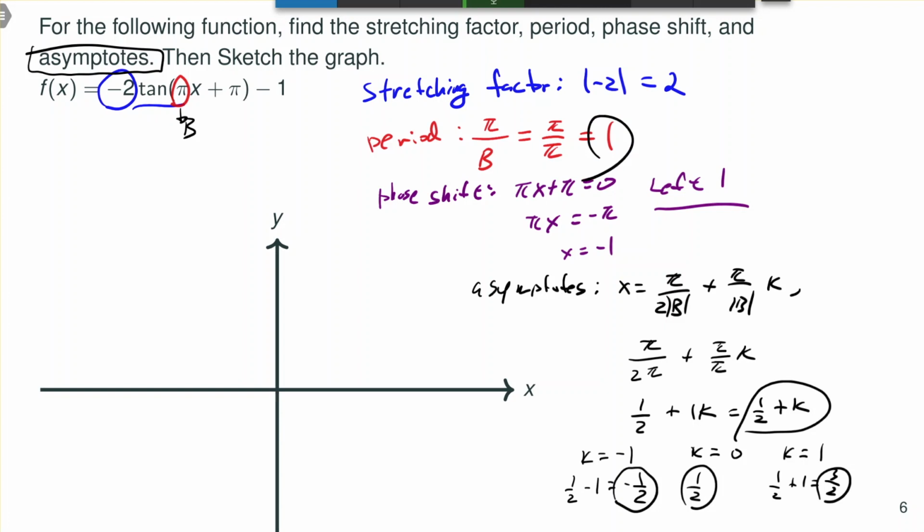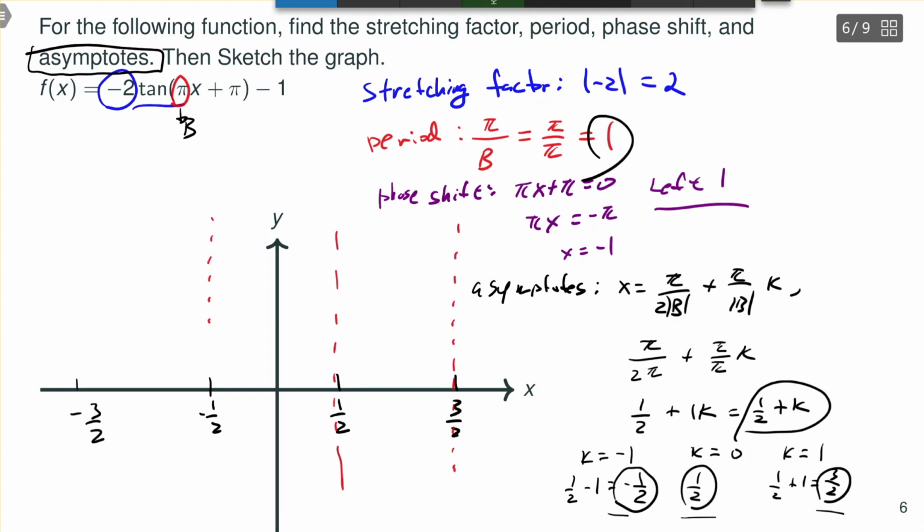So we want to sketch the first asymptotes. Here's -1/2, here is 1/2, and 3/2. Again, the period is 1, so this distance is 1. And as you can see, there's also -3/2. So we have vertical asymptotes for tangent. That means if I plug in these angles, these are radians, tangent is undefined.